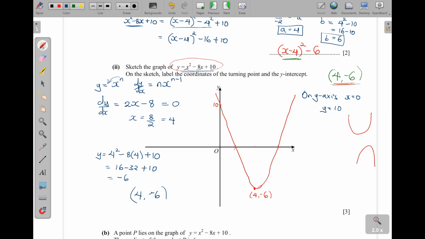But when you complete the square, you just get this one in the bracket, you equate it to 0, and you get the x coordinate. Then what remains outside here is always the y coordinate. That is the turning point. As simple as that.